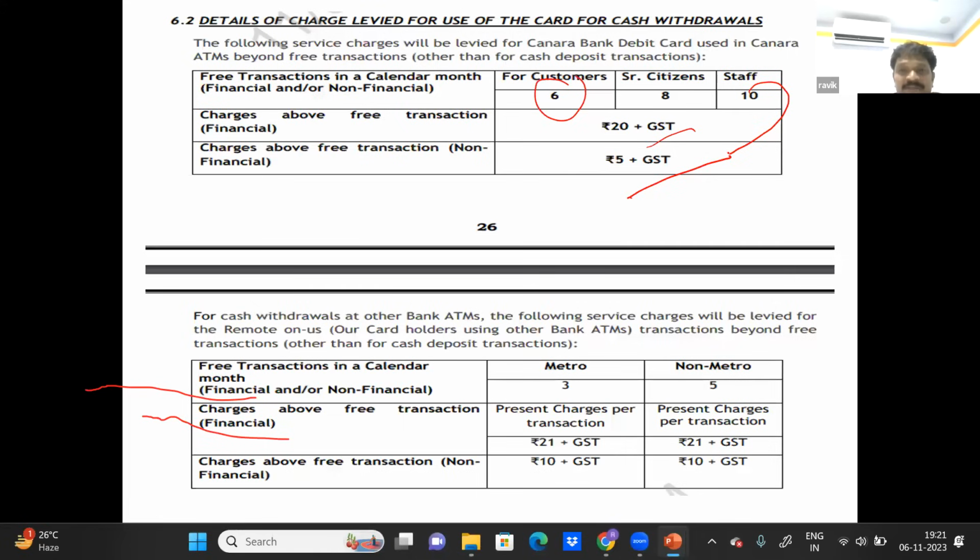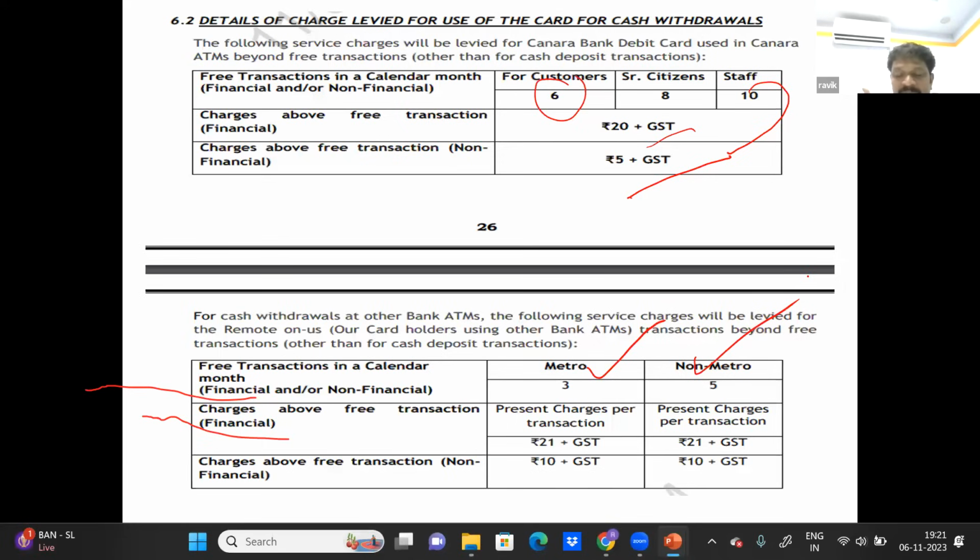Coming to other bank ATMs, if any customer is using another bank's ATM, such as Bank of Baroda or State Bank of India, then the maximum free transactions are 3 and 5 only. Maximum is 3 and 5. The 3 is for metro, the 5 is for non-metro. Always remember the logic. Metro means city. This is RBI stipulated.